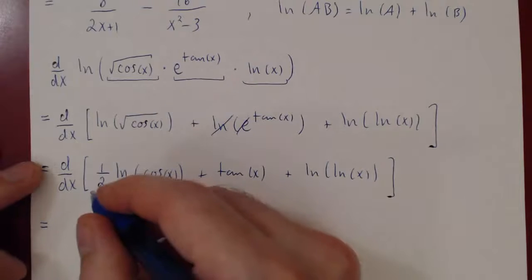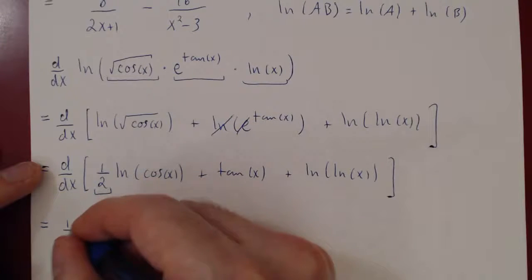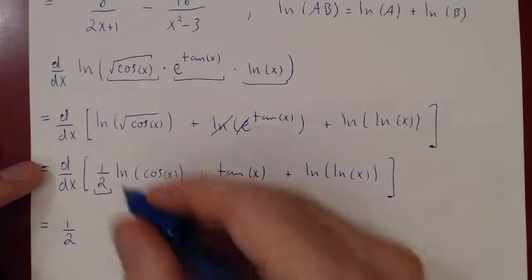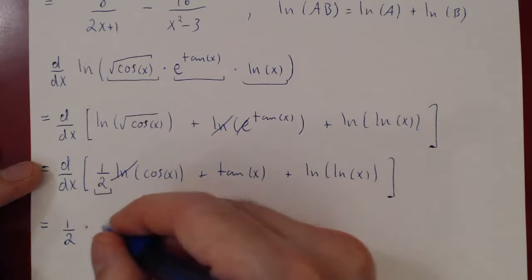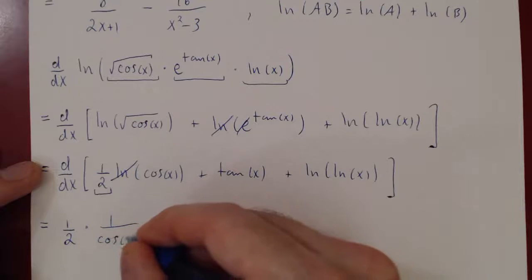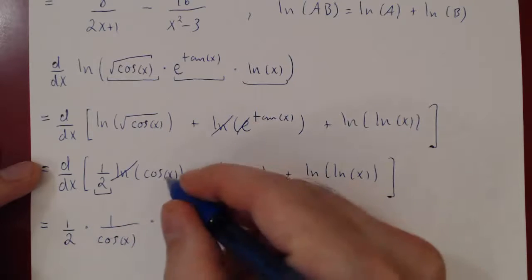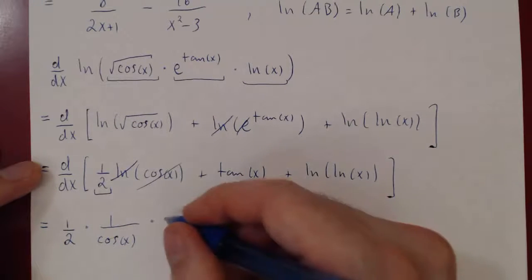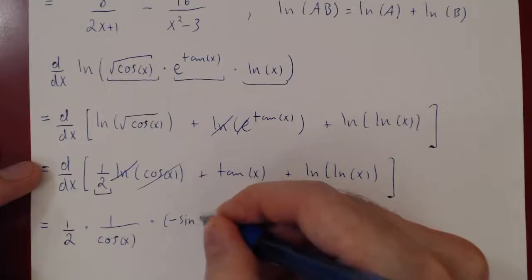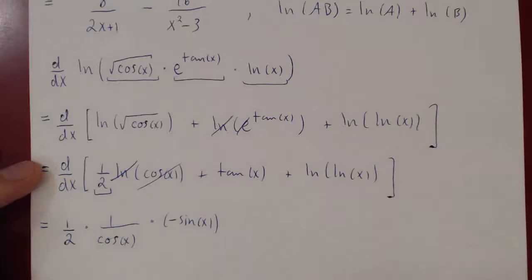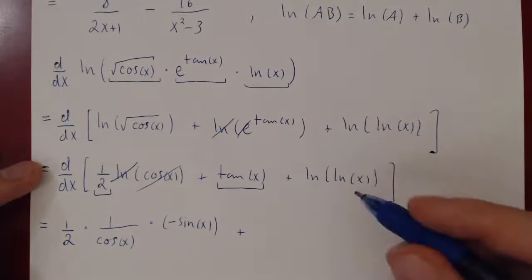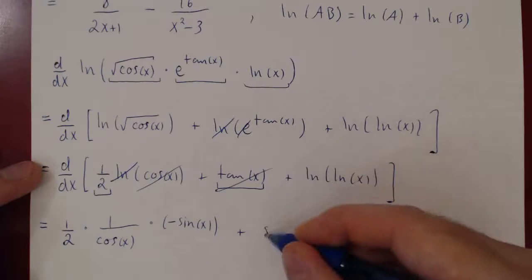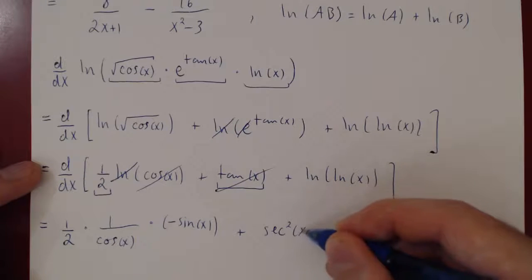So we differentiate the first function. 1/2 is a constant multiple. It just stays there. The derivative of ln is 1 over what's inside, so times 1 over cosine, times the derivative of the inside, the derivative of cosine is negative sine. And that takes care of the first function. Plus the derivative of tan of x. The derivative of tan of x is secant squared of x. That takes care of this function.